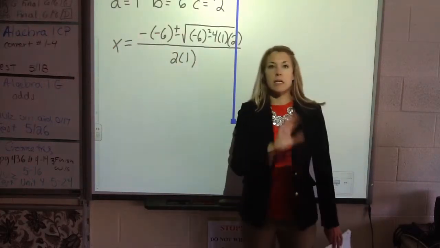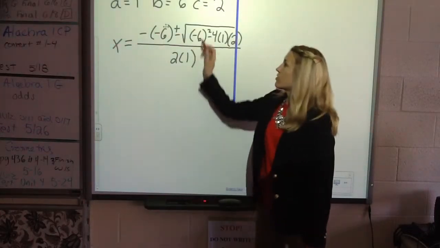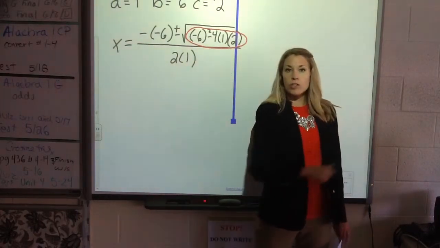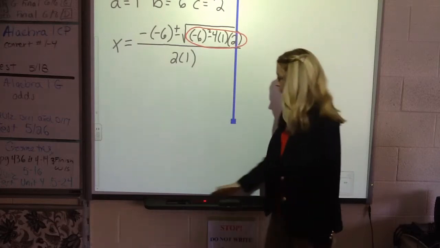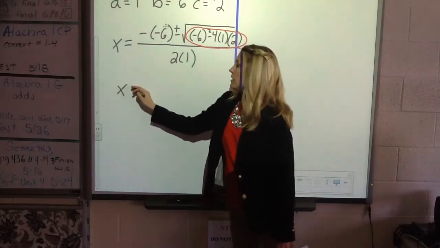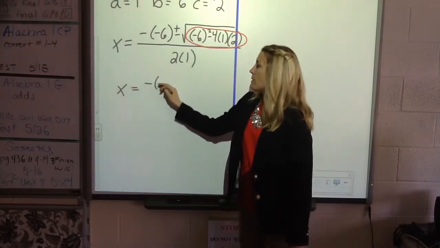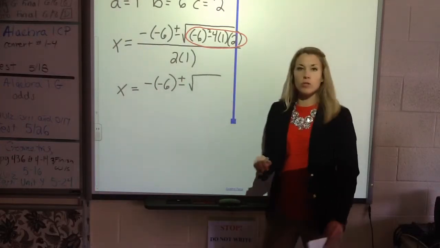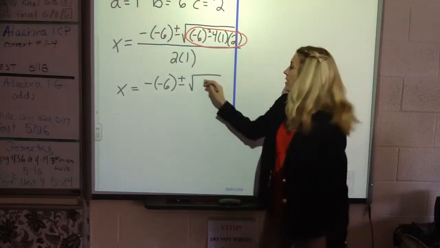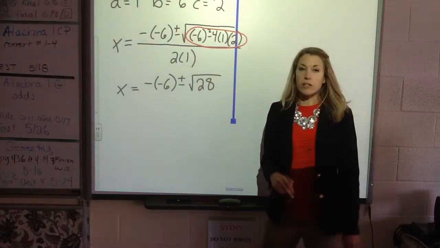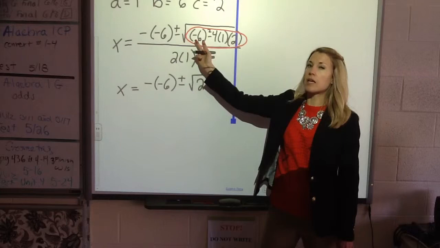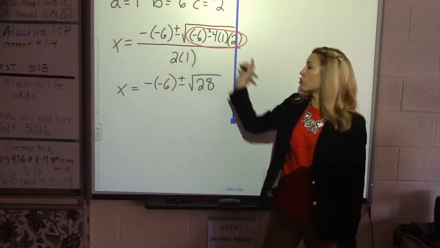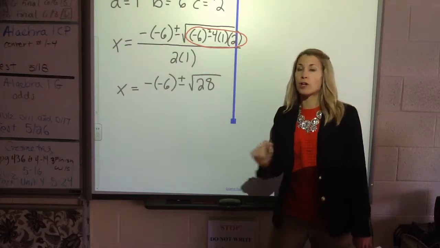So I do these in multiple steps. The first thing I do is plug in what's underneath the radical into my calculator. X equals negative b plus or minus the square root. Now this should only be one number. I get 28. Check to make sure that negative 6 in parentheses squared minus 4 times 1 times 2 is 28. Or you can do it in parts.